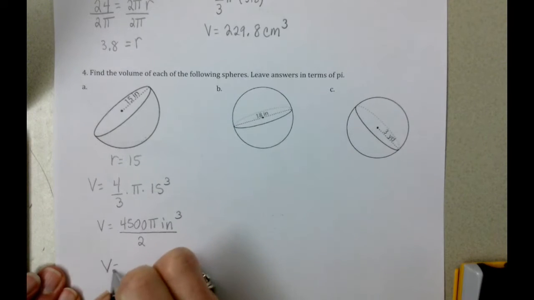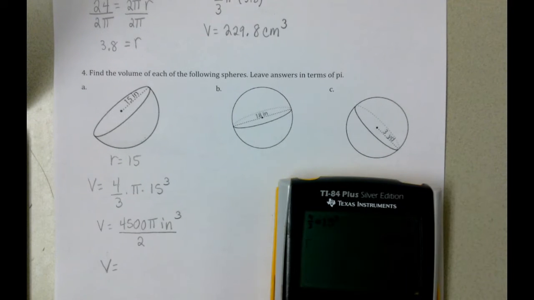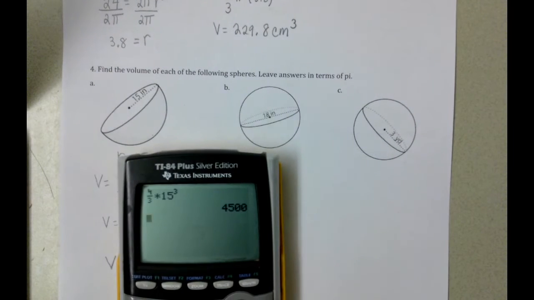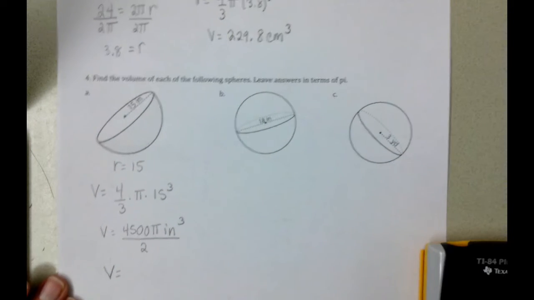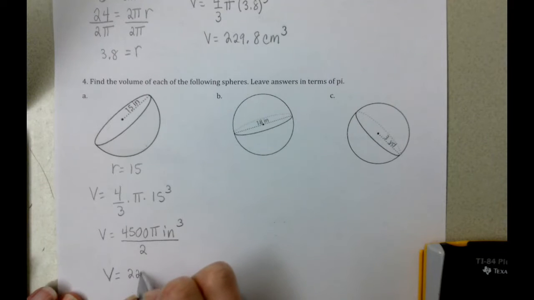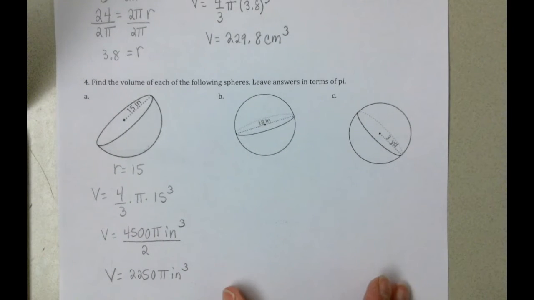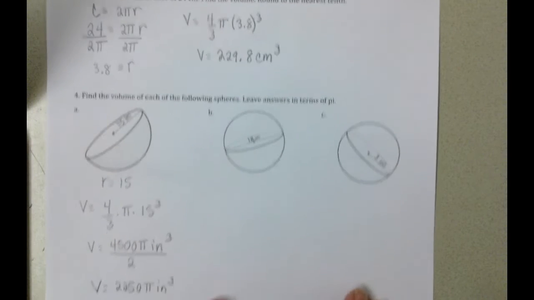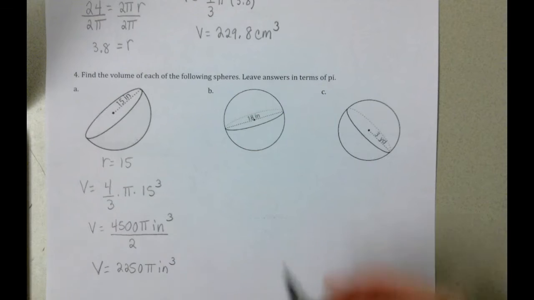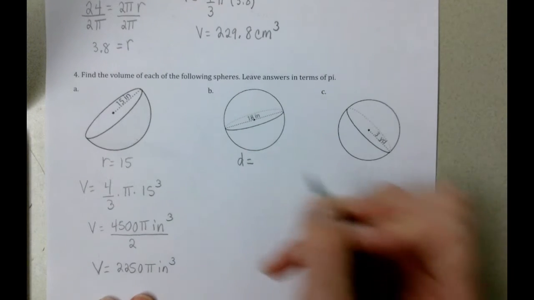So when we do that, we get 4,500 divided by 2, and the better answer is 2,250 pi inches cubed.